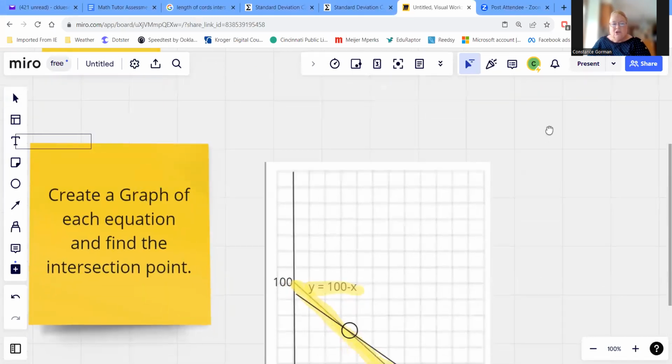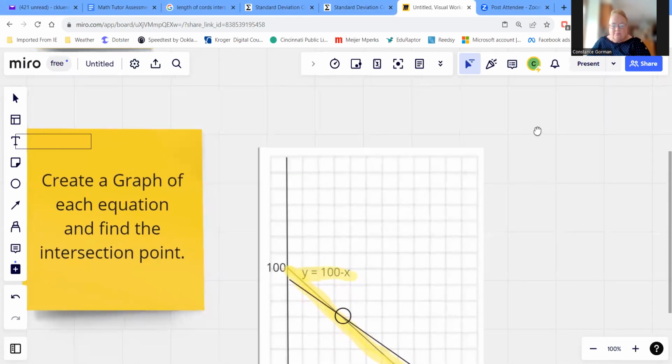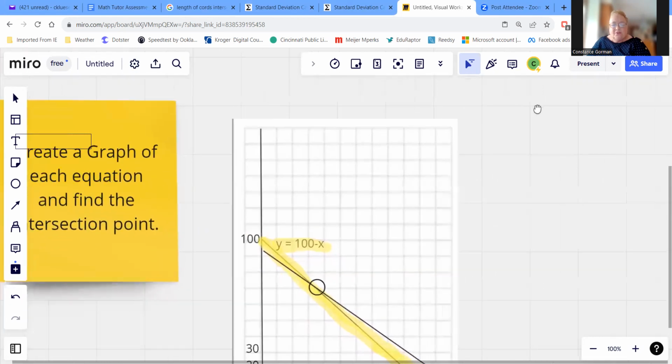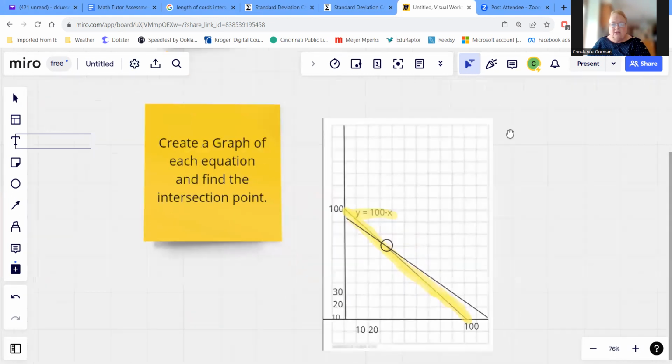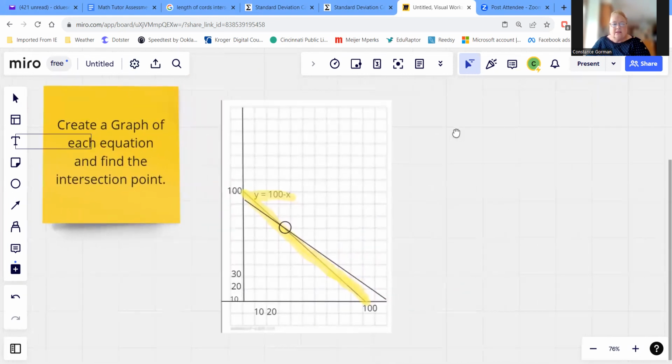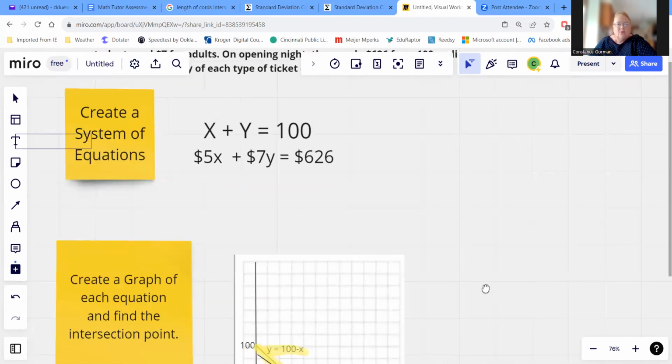Okay, so we could create a graph of each equation and find the intersection point. Now, the very first thing we need to do is come up with the equation of each of these in the y equals mx plus b format. Right now we're working with x plus y equals 100. So let's isolate y.